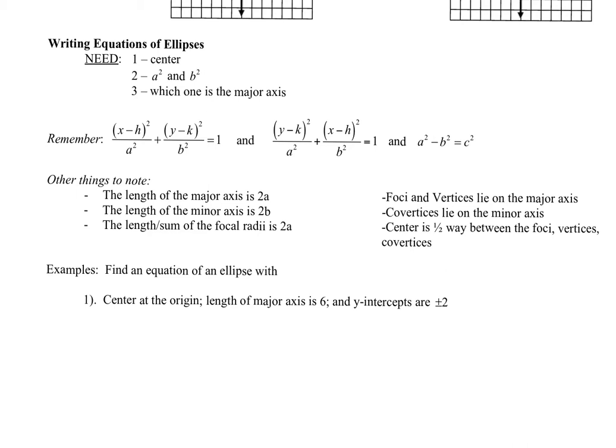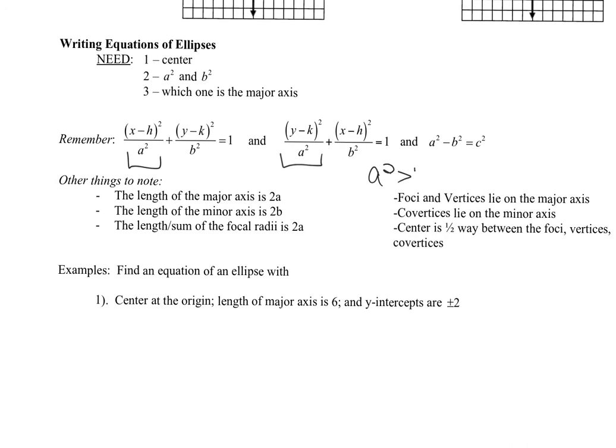Underneath you see the equations, both in standard form, where I can read off the center. Notice that a squared is underneath a different variable. So the a squared, something that's not written here, is always greater than b squared. Very important, because that's going to tell you which orientation this ellipse has.